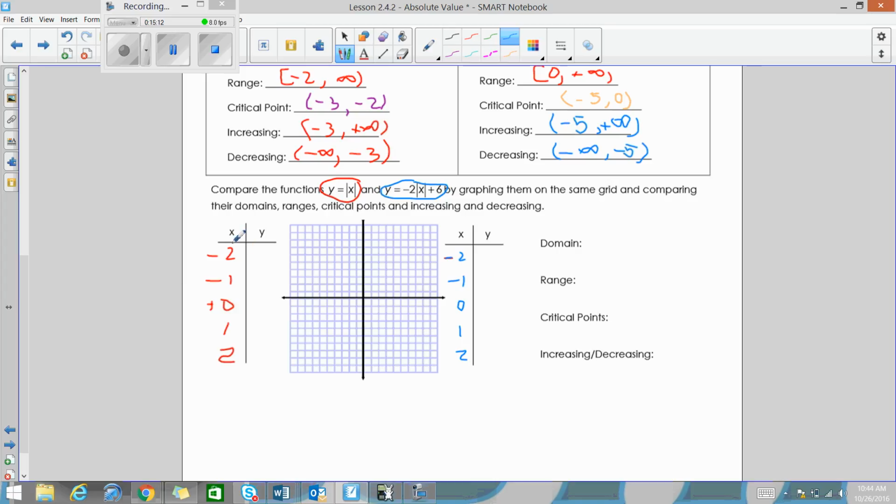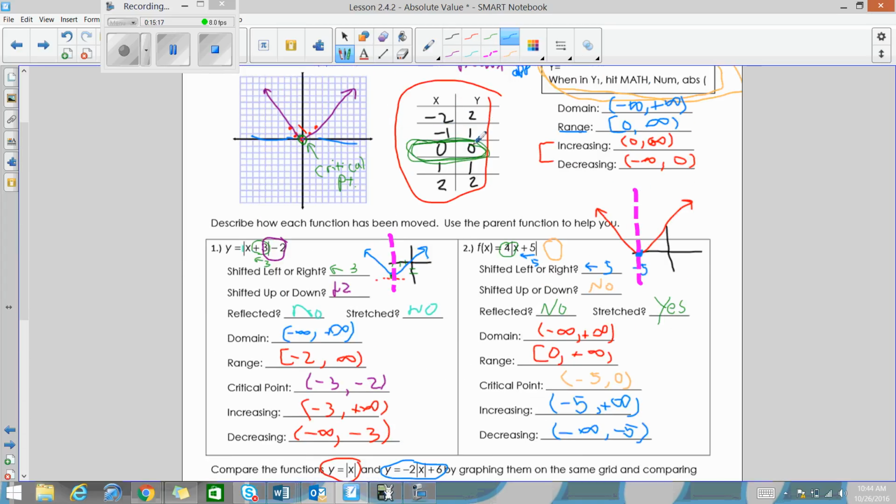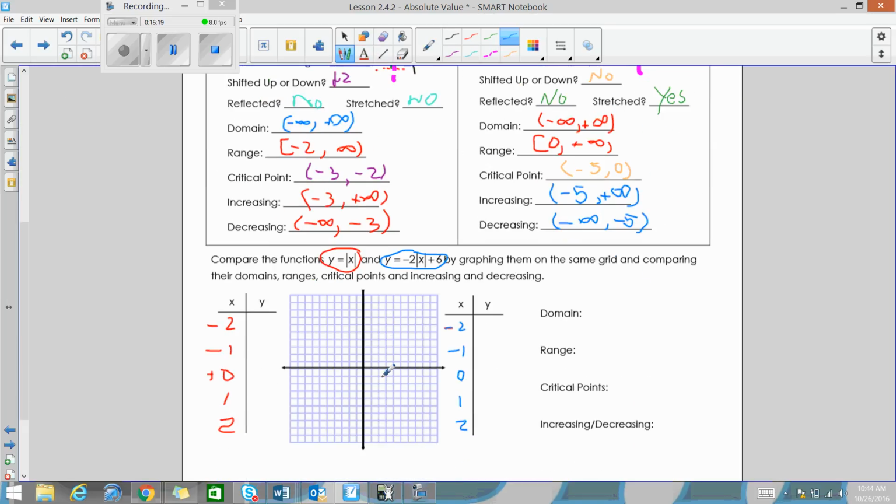Now, these values for y, I can actually snag from up here. 2, 1, 0, 1, 2. I'm just going to steal them. Don't have to really do anything. We already did the work. So 2, 1, 0, 1, 2. And what I'm going to do is I'm actually just going to plot this one first. So -2, 2, boom, -1, 1, 0, 0, 1, 1, 2, 2. And as best as I can with my mouse, oh boy, that looks awesome, doesn't it?